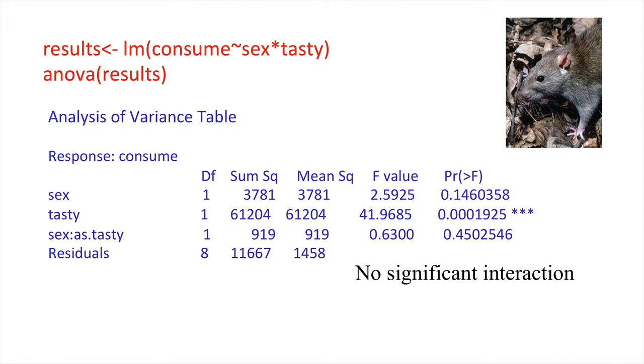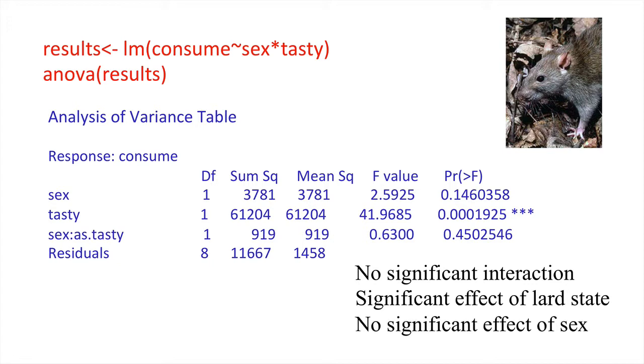But in this case, there is no significant interaction in that our p-value is relatively high. We would get that outcome or a more extreme in a high proportion of cases, even if the null hypothesis of there being no interaction were true. But we can say that there's a significant effect of lard state in that our tasty predictor is highly significant. And there is no significant effect of sex on the consumption of the lard.